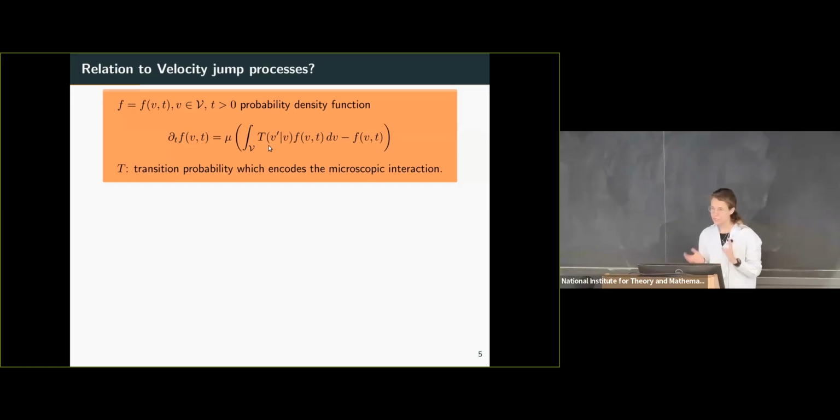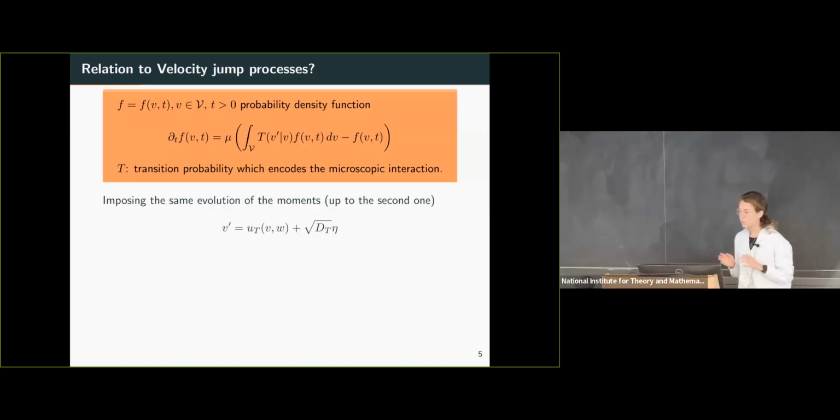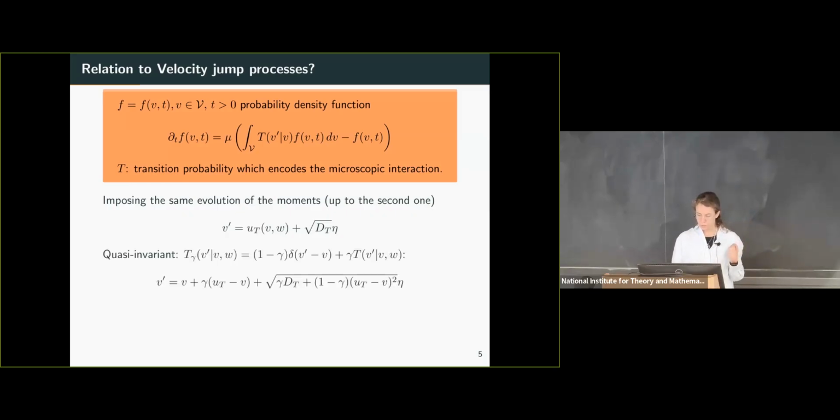So what is the relation with the collision-like Boltzmann equation? It can be shown that if you impose the same evolution of the moments of this equation and of the collision-like equation, then you have to choose this microscopic rule, and you have equivalence, at least up to the second moment of the solution. And it is quite good. So this is almost banal, but how can we use this?